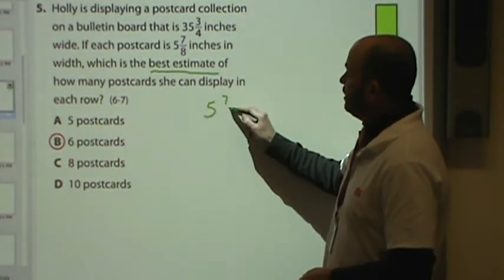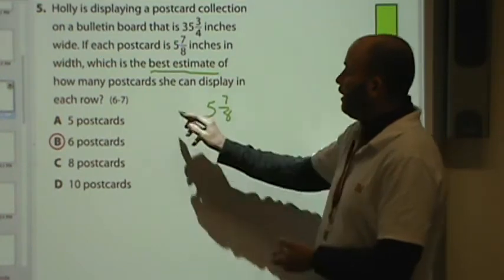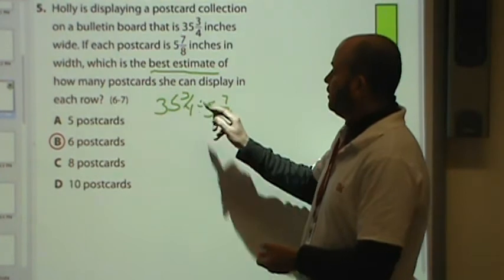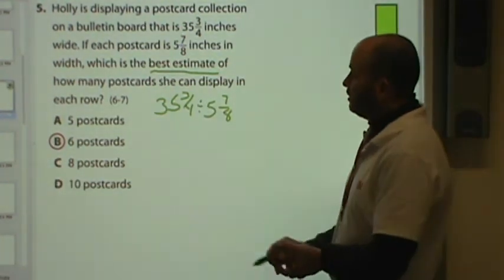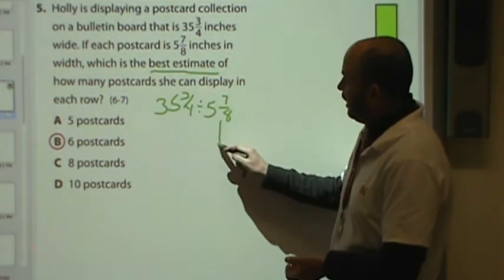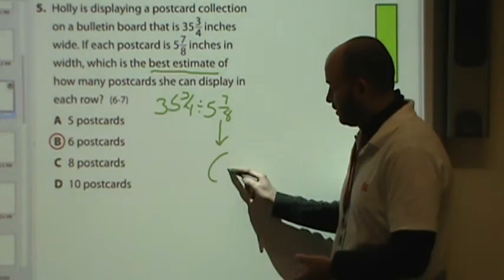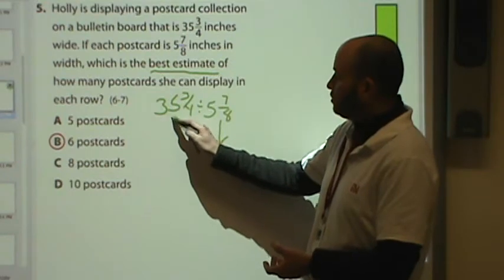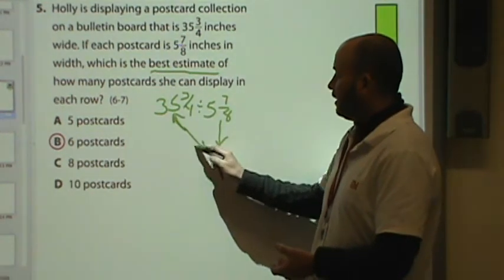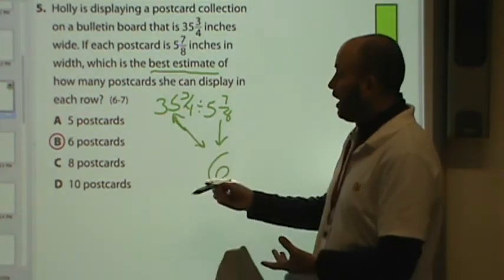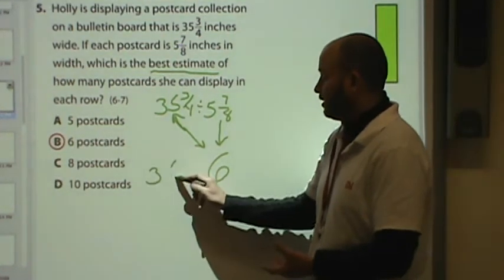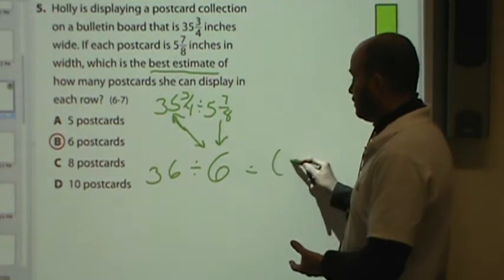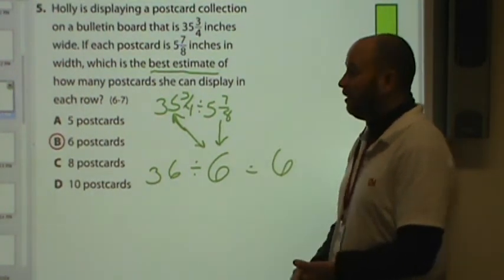5 7/8 is your divisor. 35 3/4 divided by 5 7/8. Well, we're going to take 5 7/8 and round it to 6. We are then going to look for a number that is close to 35 that is a multiple of 6. Well, that number would be 36. So you end up with 36 divided by 6, which gives you an estimate of 6.